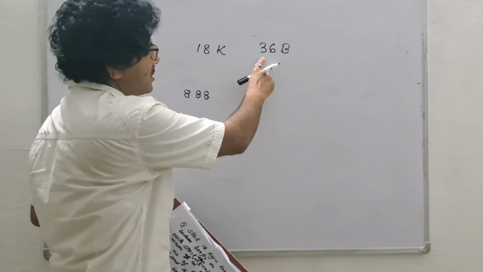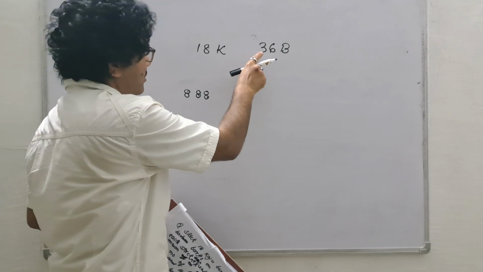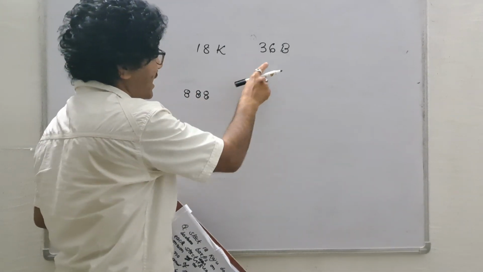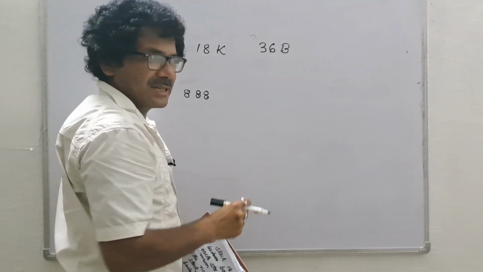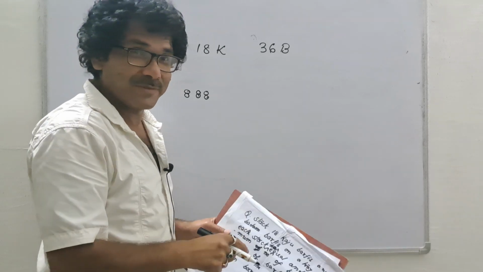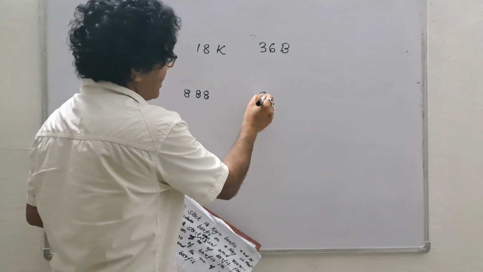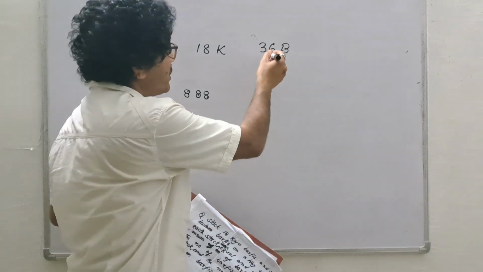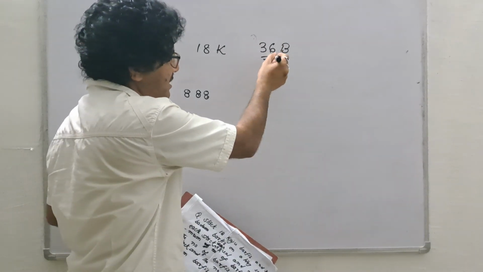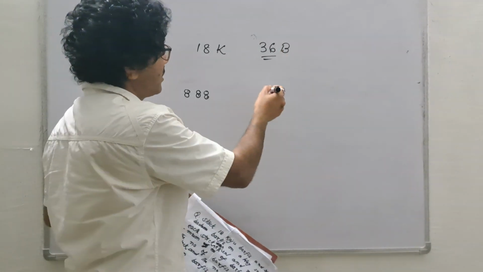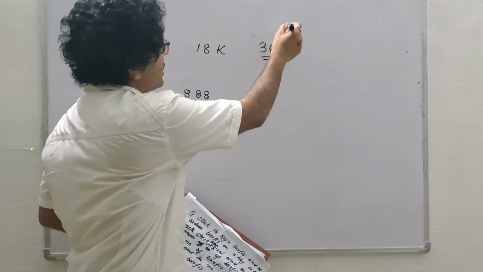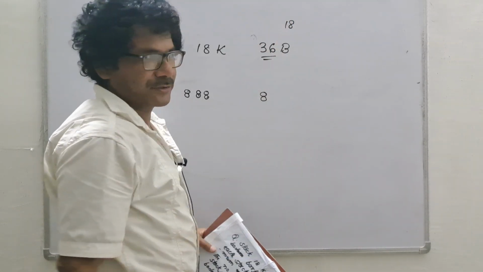And again here also 2 Burfis should be in each stack, because the condition is given that each stack should have an equal number of Burfis. So 2 Burfis in each stack. So how many such stacks will we get from these 36 Badam Burfis? 36 divided by 2, then 18. 18 stacks we will get.